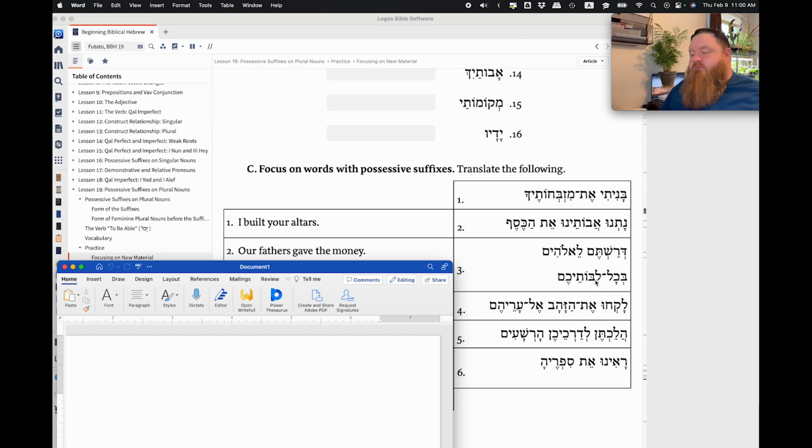That would be the plural form of lave. Lave or lavav means heart. Libot means hearts. Libotechem means your hearts. So if this is your hearts, we then get you all sought for God. You all searched after, sought after, or sought. You all sought for God. You all looked for God. This is one of those.